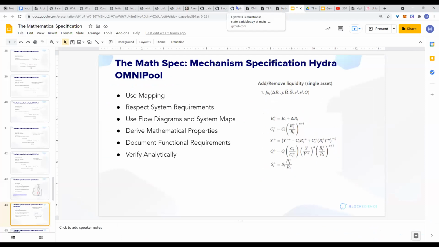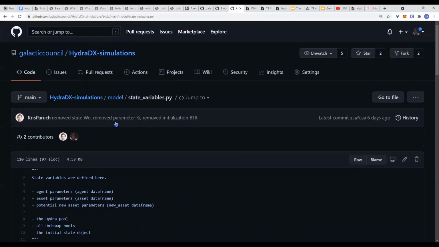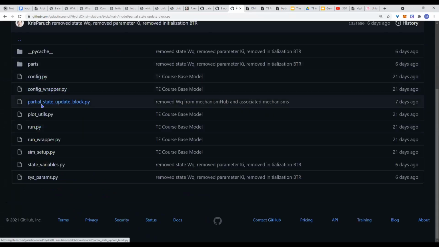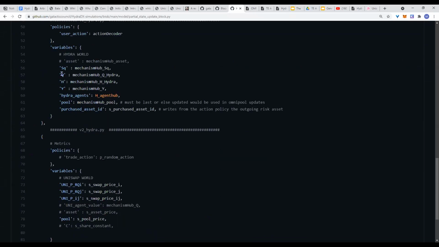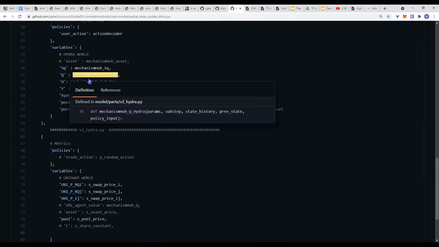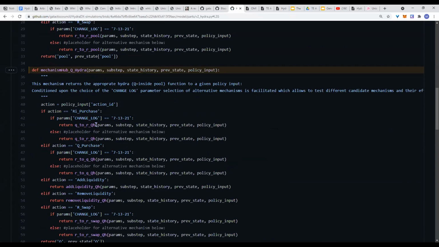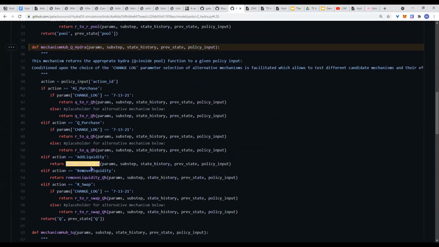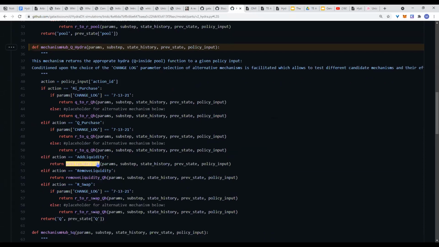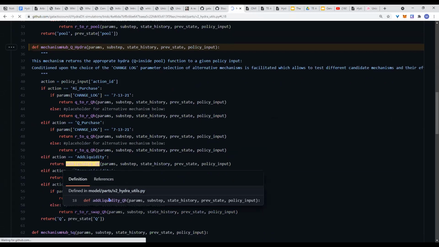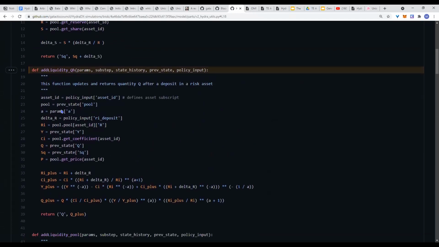But I just want to point out, and I know you saw this a little bit the other day, if we go to the partial state update block and pick any one of these, for this one specifically, we were looking at add liquidity. We see here what the resolution of adding liquidity is.